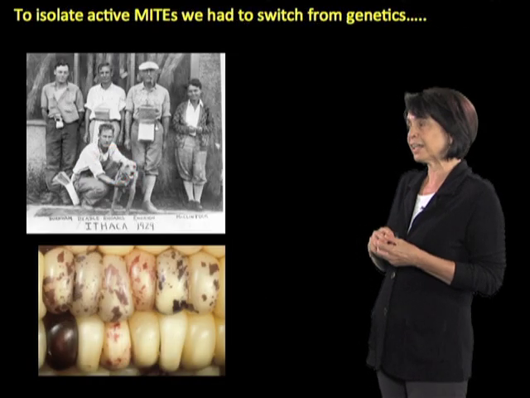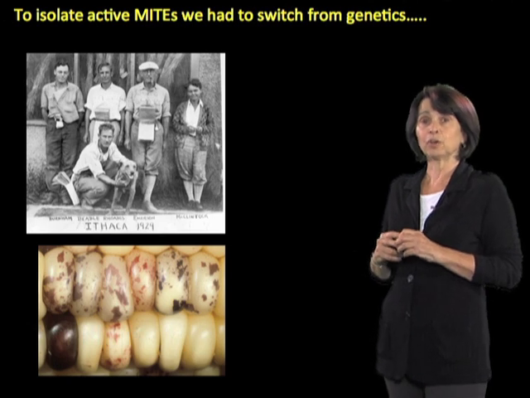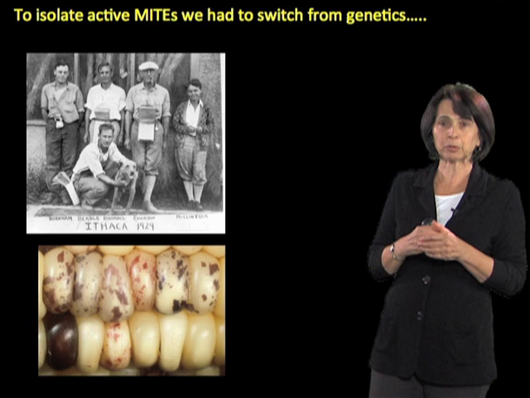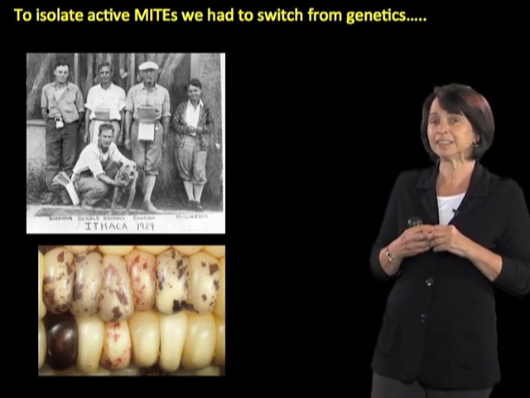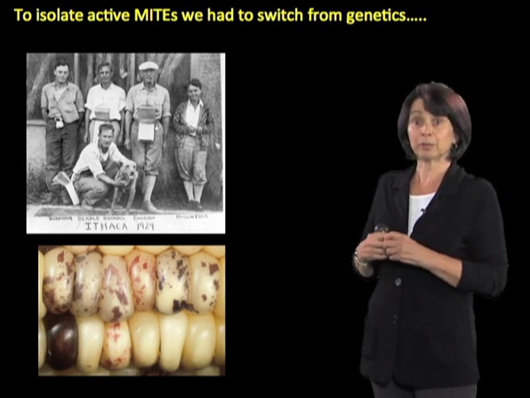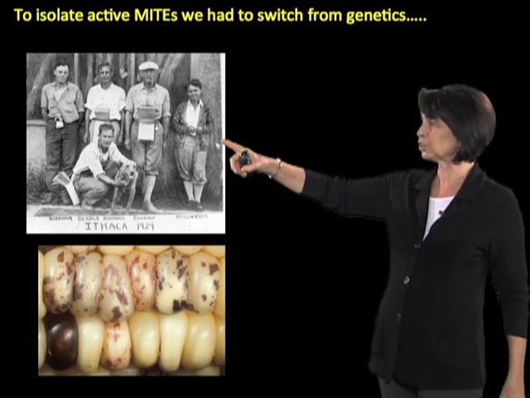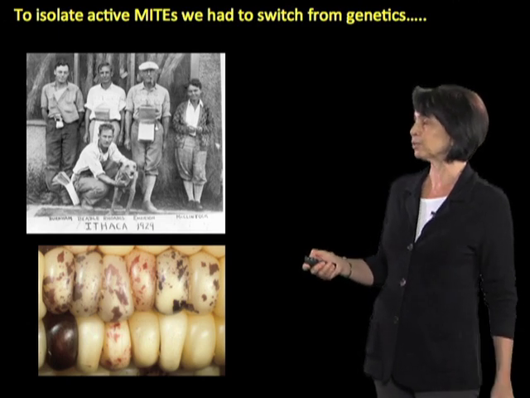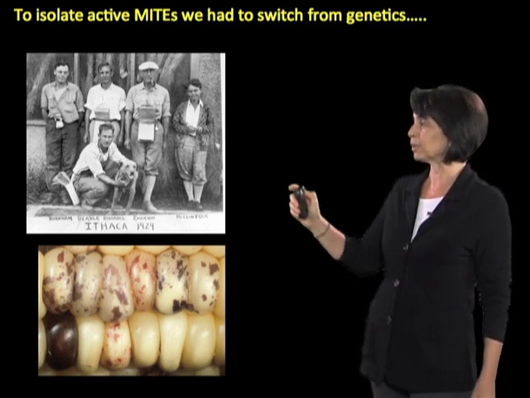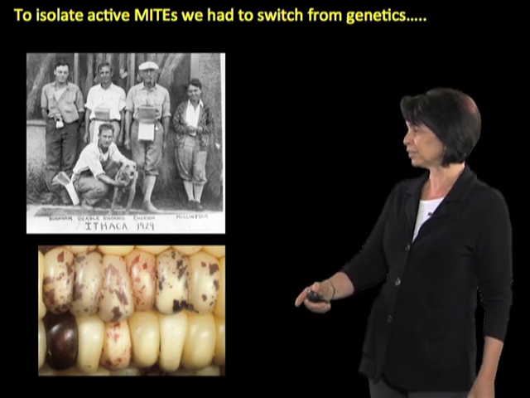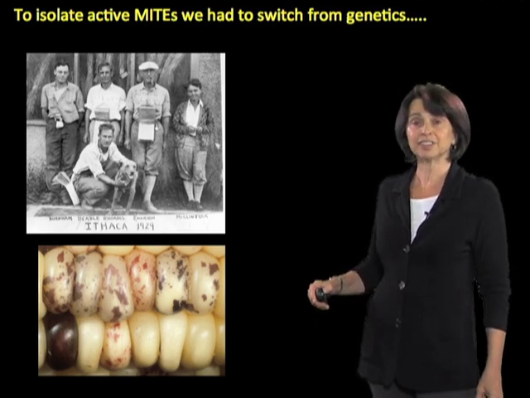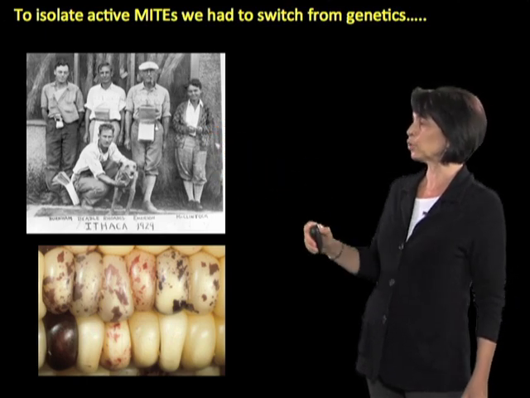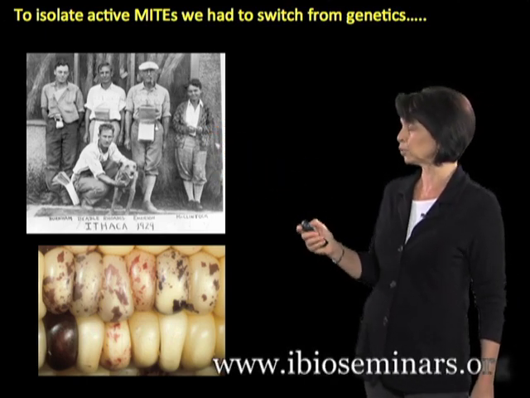So in order to identify active mites, my lab had to switch directions. And I think this happens frequently, that sometimes the organism you work on isn't ideal for the questions that you want to address. And so this was from the first talk. I showed you this is the maize genetics group, R.A. Emerson's group at Cornell. And there's a picture of Barbara McClintock at the end. And here are the spotted kernels that she used to discover transposable elements. And I mentioned that this is a shed in the Cornell plantation. And this picture was taken in 1929.